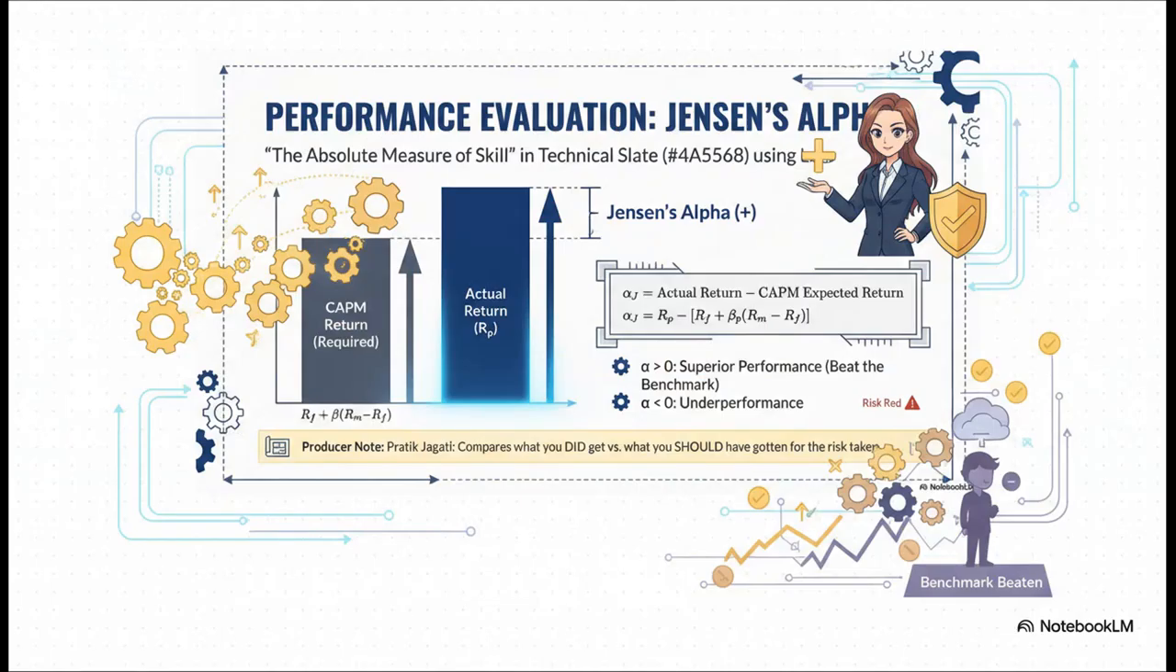Another fantastic tool is Jensen's Alpha. This one asks a very blunt question. Did you beat the benchmark? It's simple. You take the portfolio's actual return and subtract the return that CAPM predicted it should have earned based on its beta. If that number is positive, you beat the benchmark. Congratulations. If it's negative, you underperformed. It's a clear, absolute measure of performance.